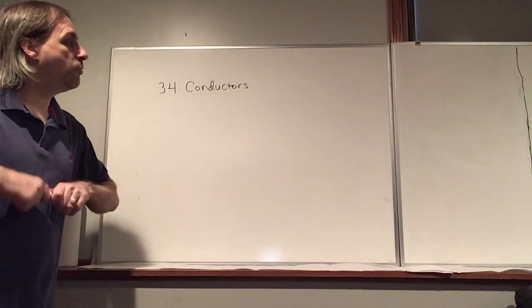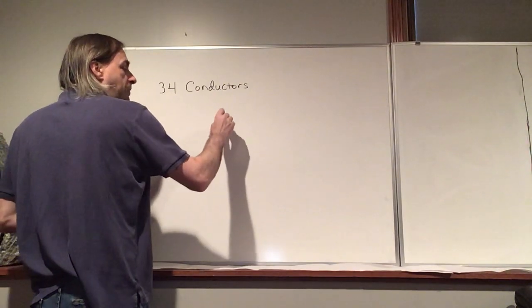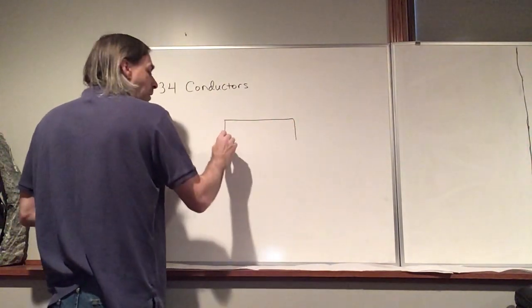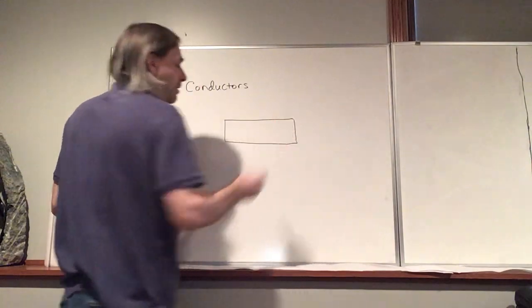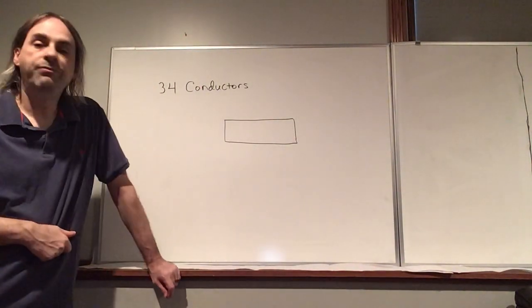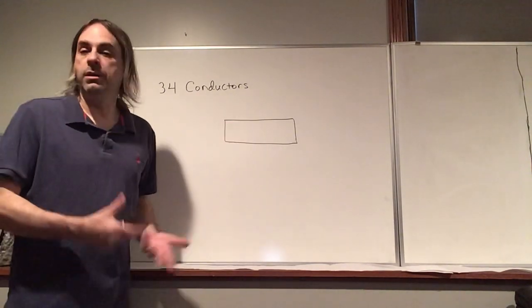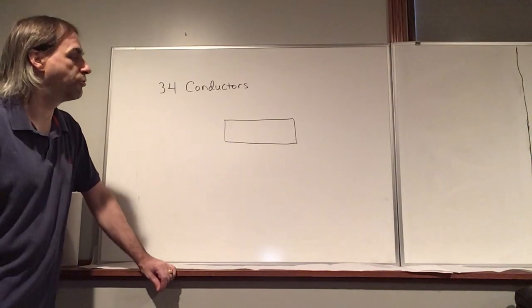So we're going to start out. Let's say we have a metal, a rectangular object that is, say, iron or aluminum or copper. It's a good electrical conductor, and it's electrically neutral. So if you look at any region, there are the same number of positive and negative charges.